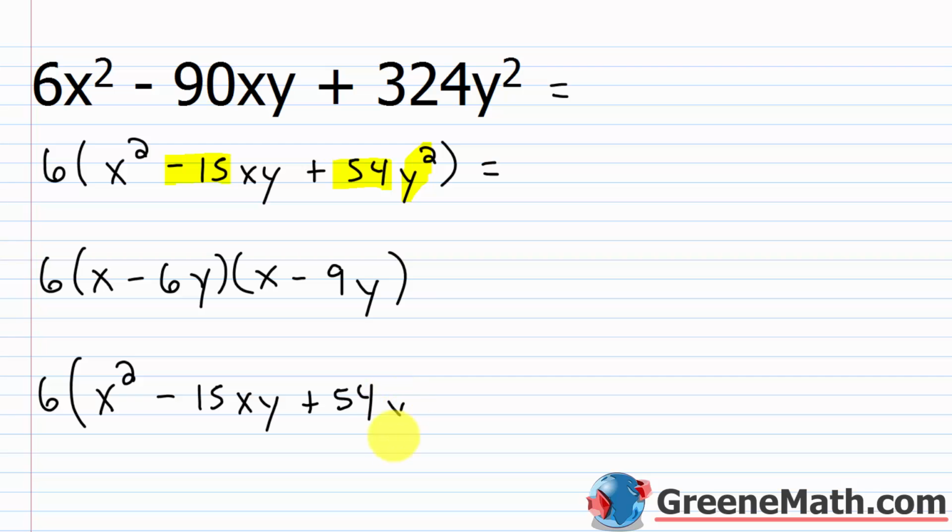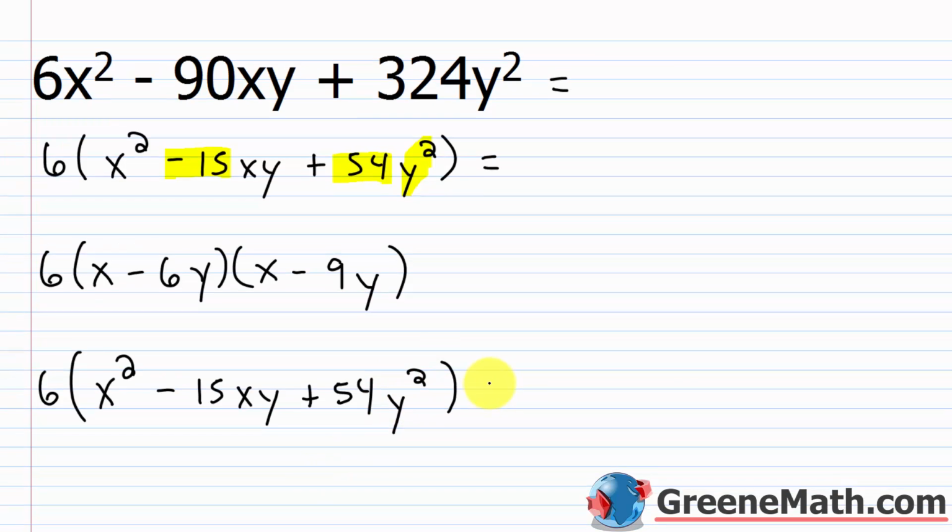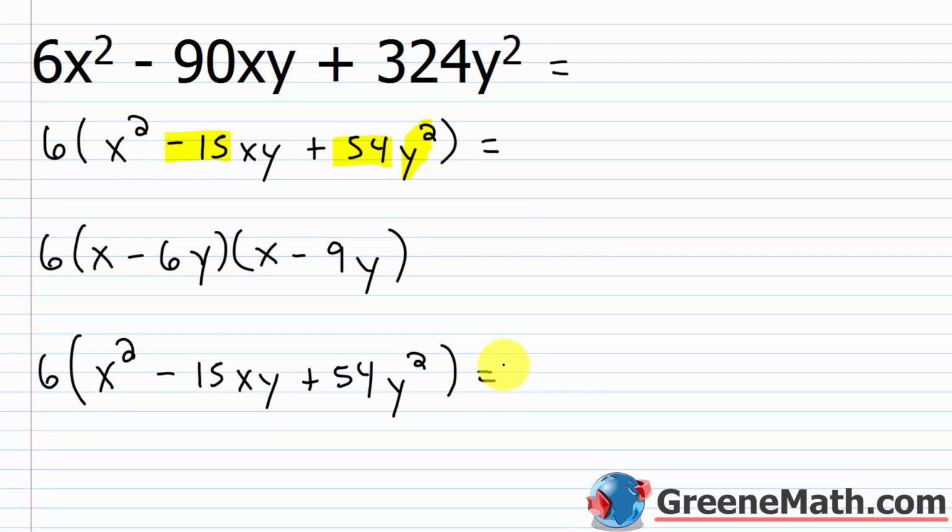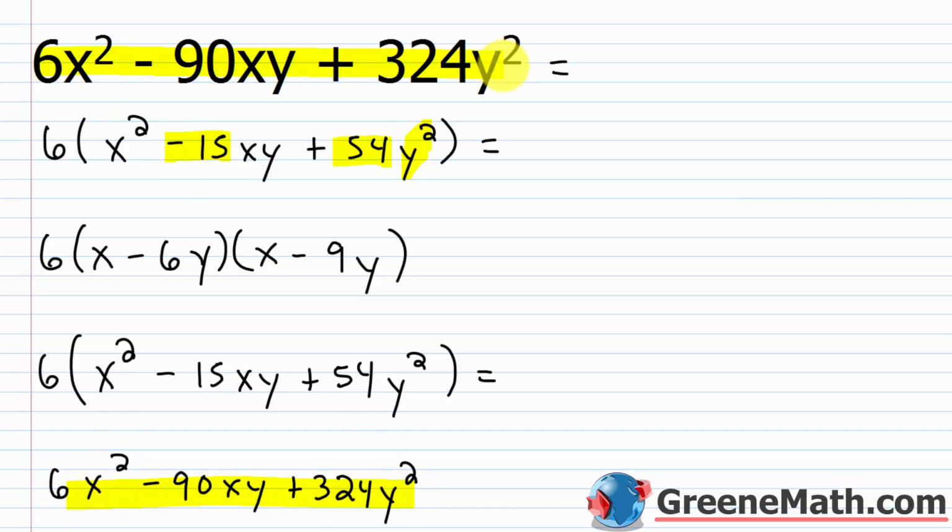Again, y times y is y squared. Okay? So very easy to do. And if we want to finish this process, 6 times x squared is 6x squared. 6 times negative 15xy is minus 90xy. And then finally, 6 times 54 is 324, and then times y squared. So again, we end up with exactly what we started with. If we factor this guy, we end up with 6 times the quantity x minus 6y times the quantity x minus 9y.